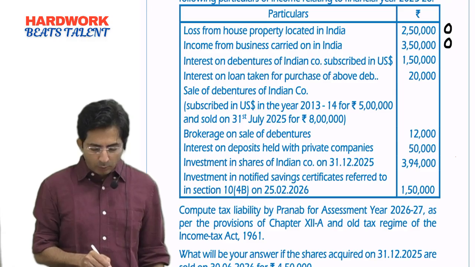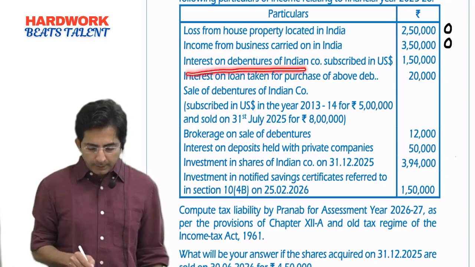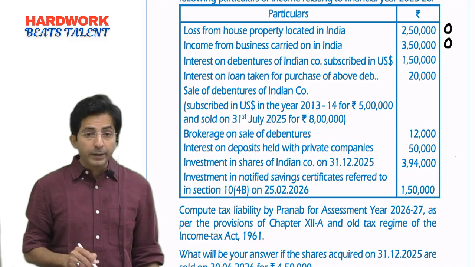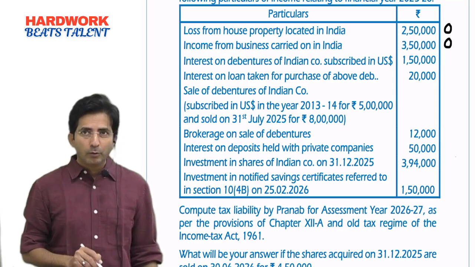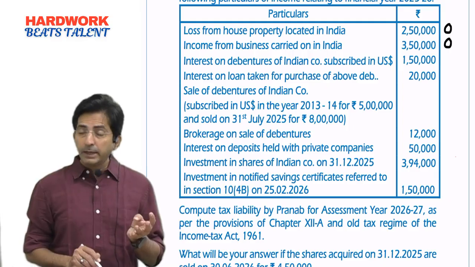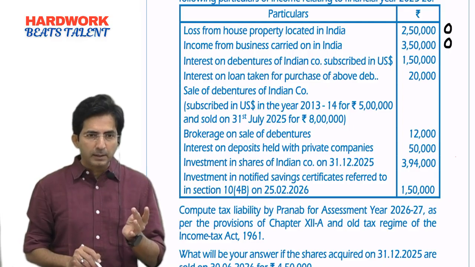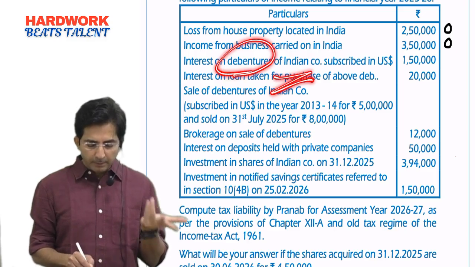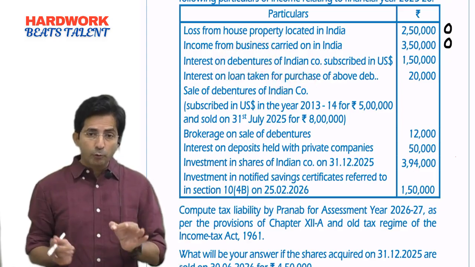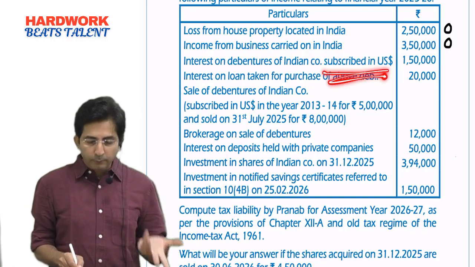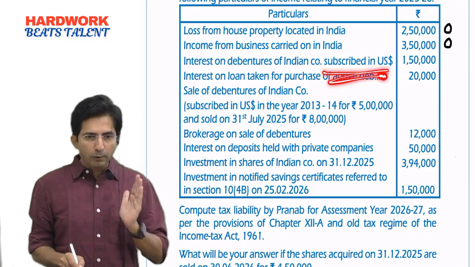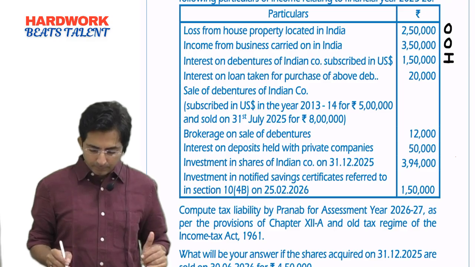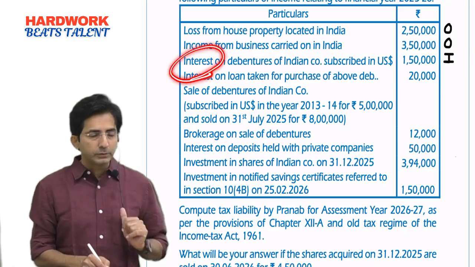What is it? Interest on debentures of Indian companies subscribed in US dollars. This is SADGO income. How do I know SADGO? What is the full form of SADGO? Shares of Indian company, debentures of Indian public company, deposit with Indian public company, government security, other notified security. So this is debentures of Indian company. But SADGO should be acquired in foreign currency. Here it is acquired in foreign currency. So this is straightforwardly fitting in SADGO. And anything from SADGO will be called as I. I means interest and dividend from SADGO.